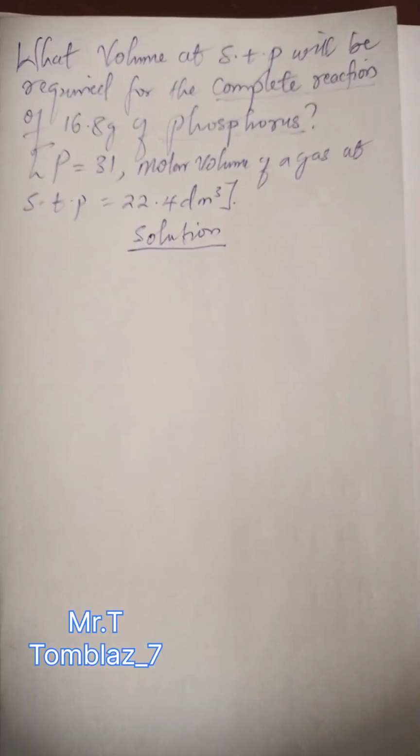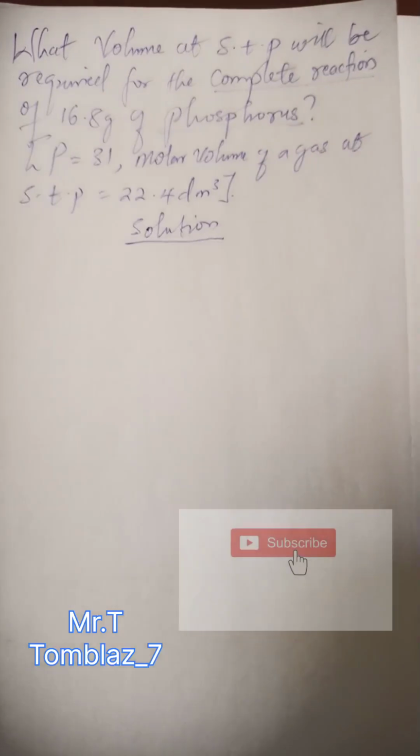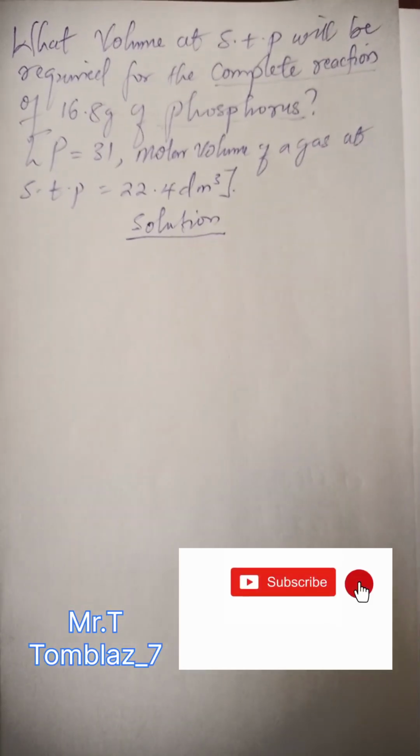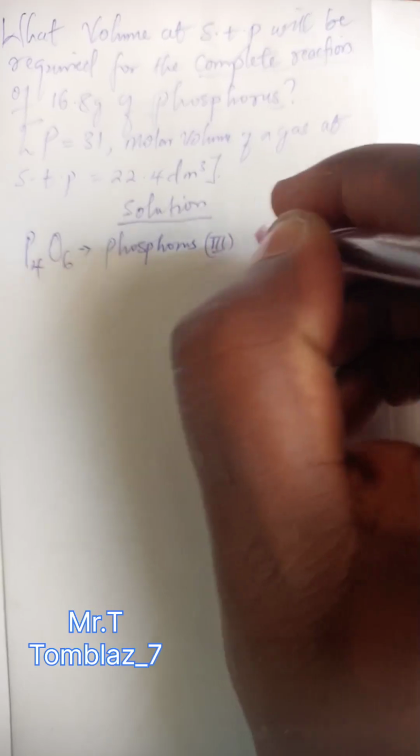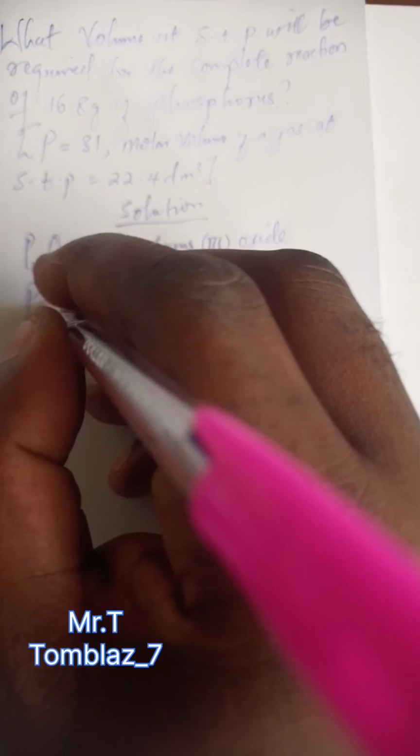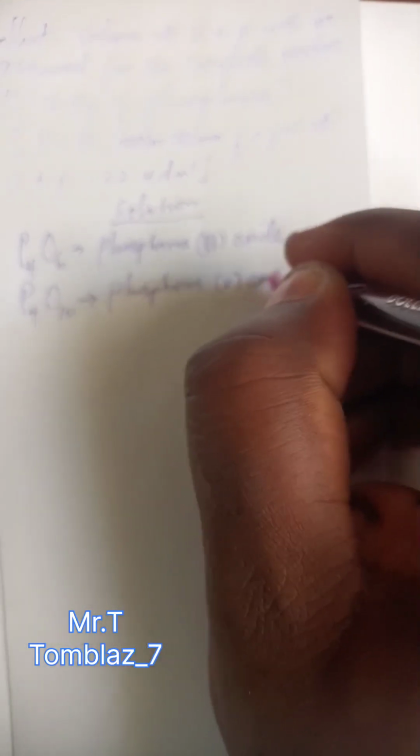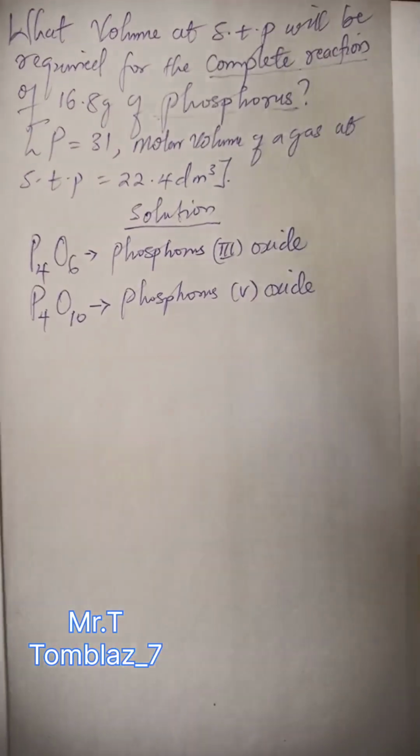Now there are two oxides of phosphorus that can be formed in this kind of situation. One of it is phosphorus 3 oxide, which is represented by P4O6. So this is phosphorus 3 oxide, and the second one is phosphorus 5 oxide. Now these two are formed in this process.